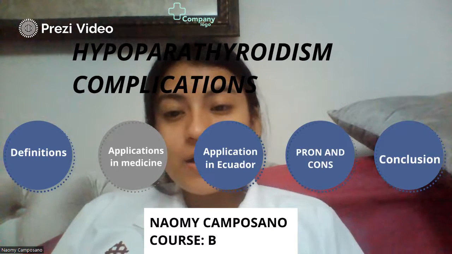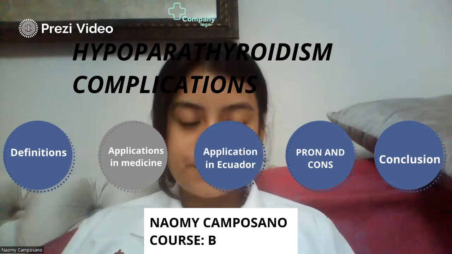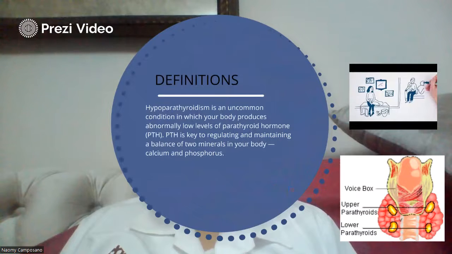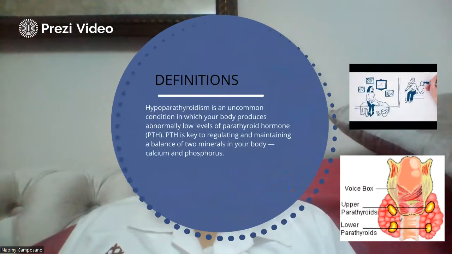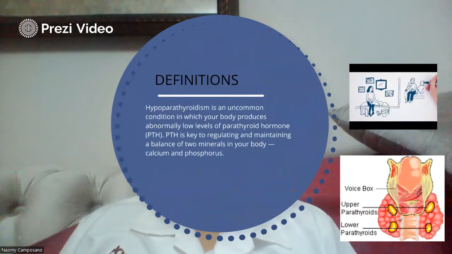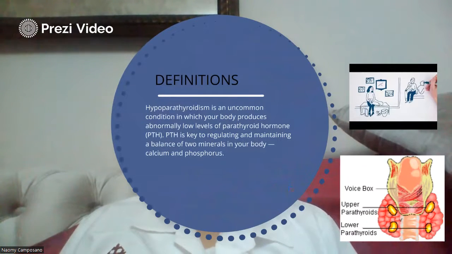I will talk about hypoparathyroidism complication. Okay, one point, definition. Hypoparathyroidism is an uncommon condition where your body produces abnormally low levels of parathyroid hormone, PTH. PTH is key to regulating and maintaining a balance of two minerals in your body, calcium and phosphorus.